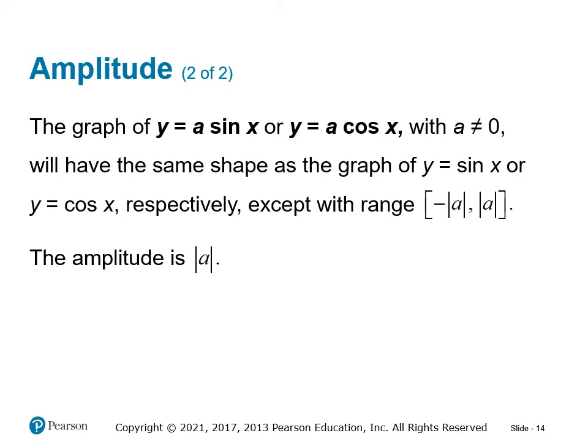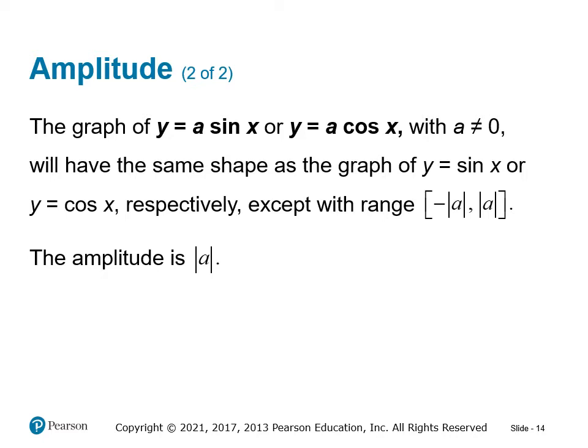The graph of y equals a sine x or y equals a cosine x, with a not equaling 0, will have the same shape as the graph of y equals sine x or y equals cosine x respectively, except with the range between the opposite values of a and a.